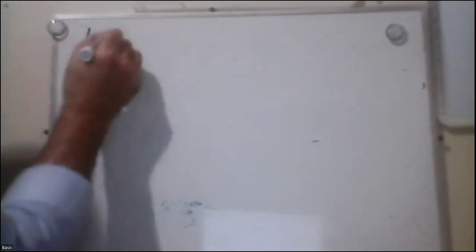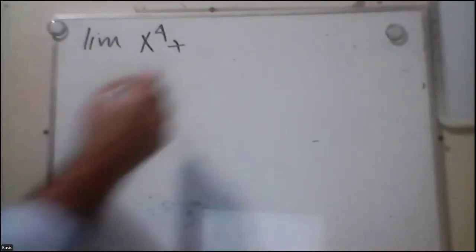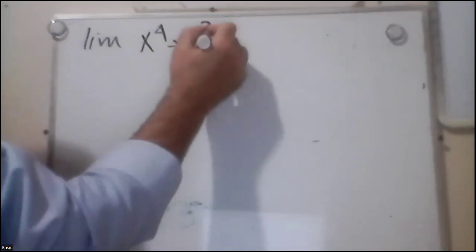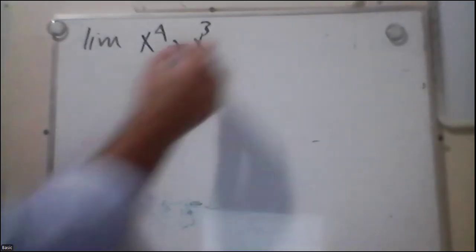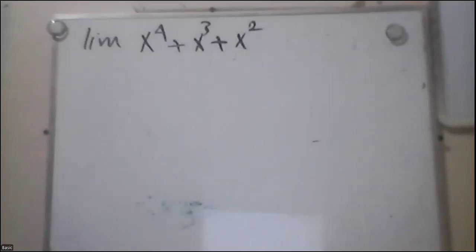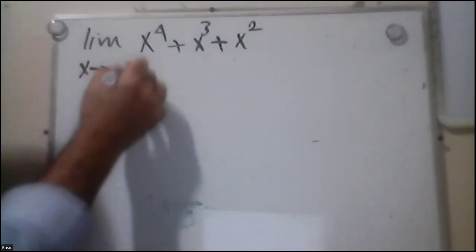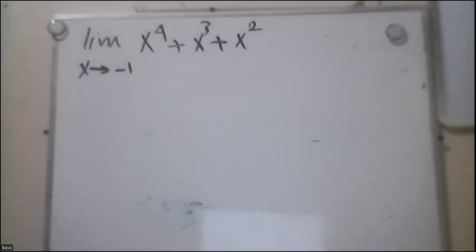The third exercise we have today is the limit of x to the power 4 plus x to the power 3 plus x squared, as x approaches minus 1. Likewise, what I will do here is just substitute directly.